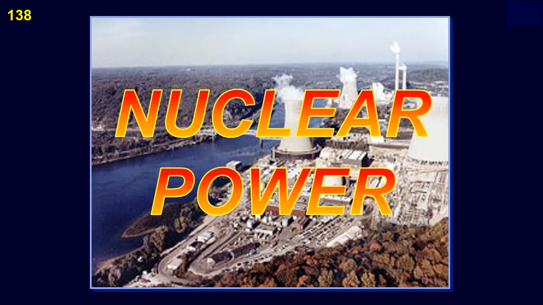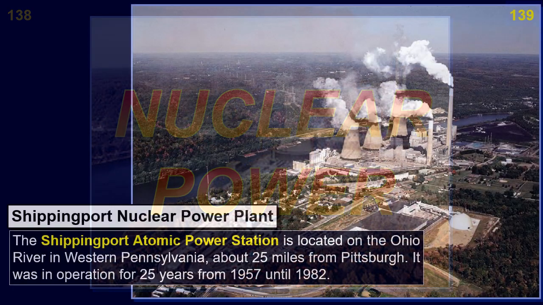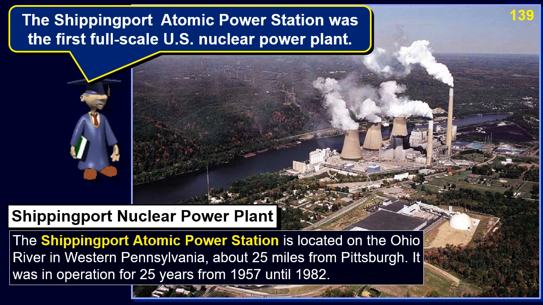Nuclear power. The Shippingport Atomic Power Station was the first full-scale nuclear power plant. It is located on the Ohio River in western Pennsylvania, about 25 miles from Pittsburgh. It was in operation for 25 years from 1957 until 1982.